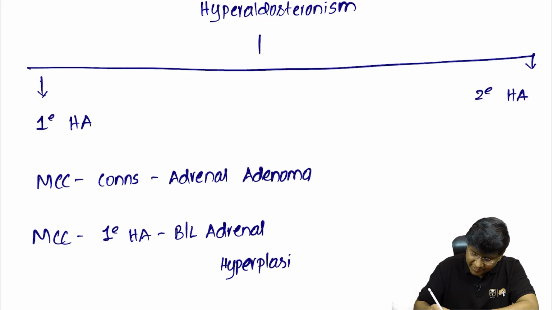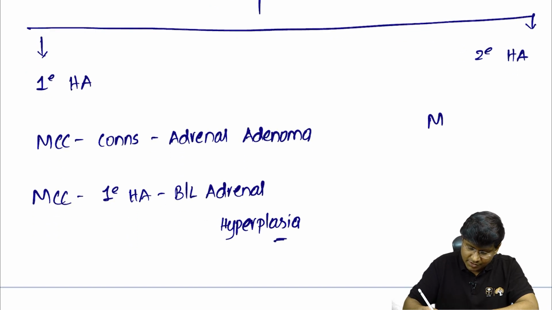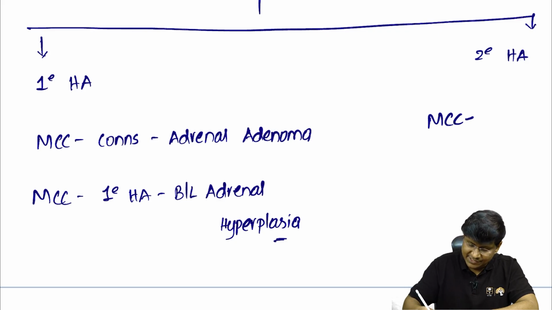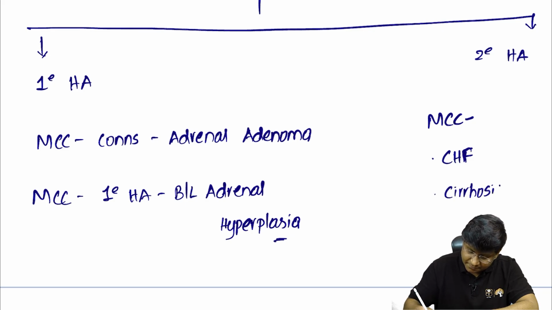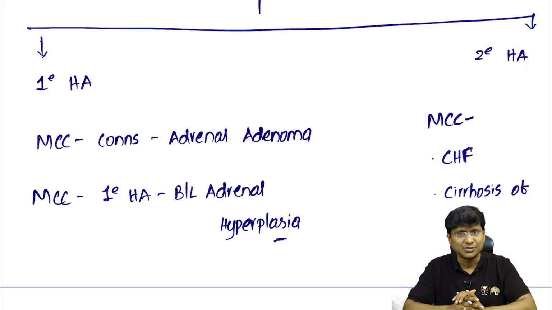And the next important point is secondary hyperaldosteronism. The most common cause of secondary hyperaldosteronism is congestive heart failure, and the next important is cirrhosis of liver, right? Okay, so this is about the etiology causing hyperaldosteronism.